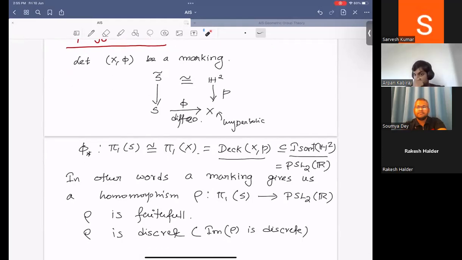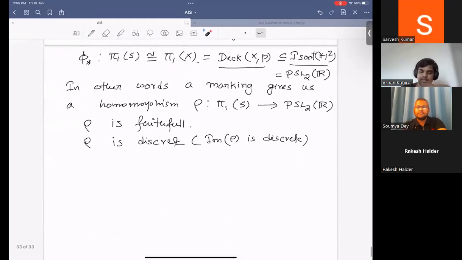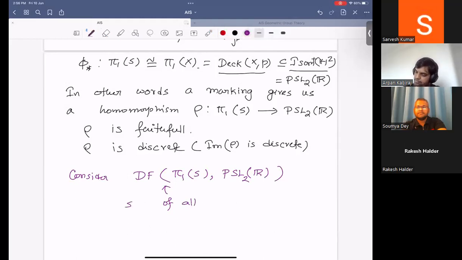Okay. Now I will go to the question of what happens in the quotient. What does this quotient really look like? Let me write this down. Consider the space of all discrete faithful representations, the collection of homomorphisms from pi1 of S to PSL2R. Now I can actually write space of all, because now it has a topology: the space of all discrete faithful representations.